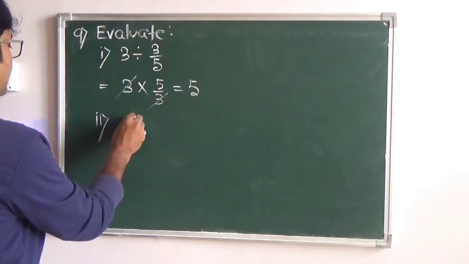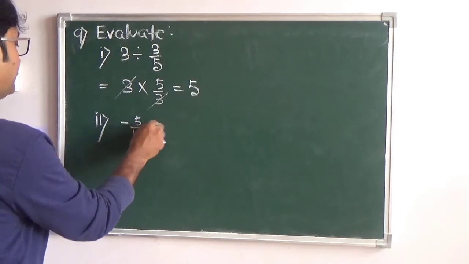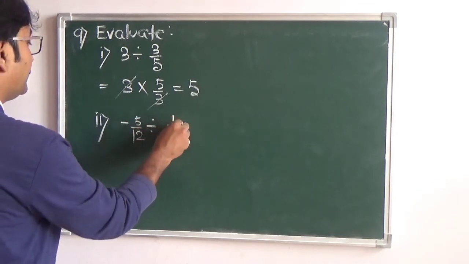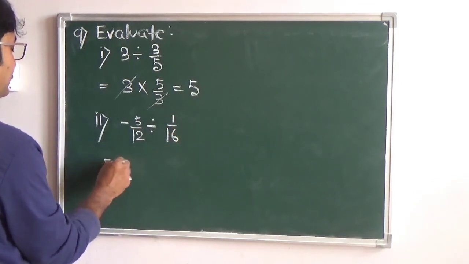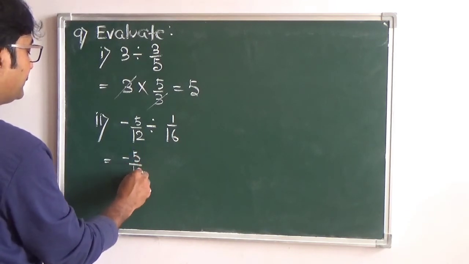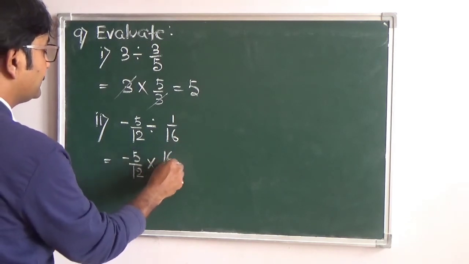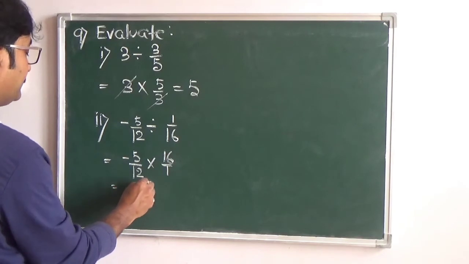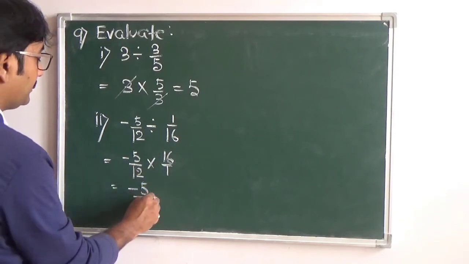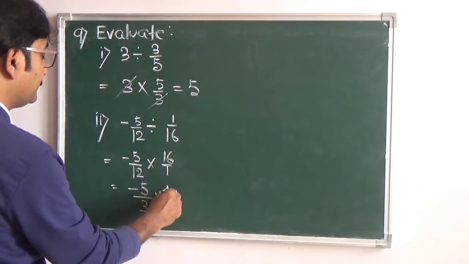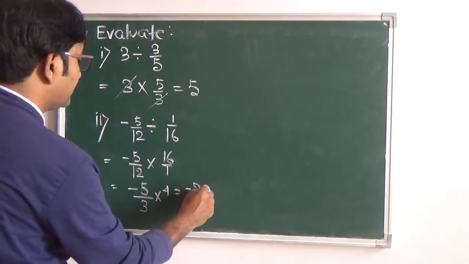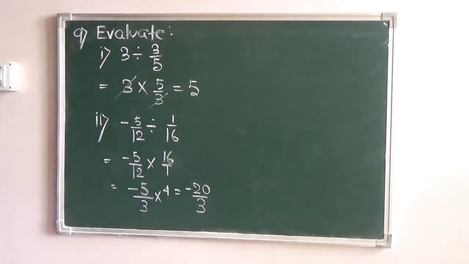Second question is minus 5 by 12 divided by 1 by 16. So again we can write it as minus 5 by 12 multiplied by 16 by 1. So it is minus 5, reduced by 4. It is 3 and this is 4. So we have minus 20 by 3.